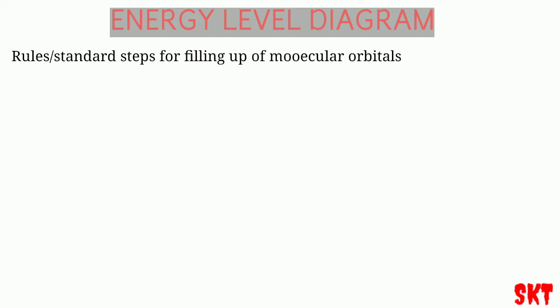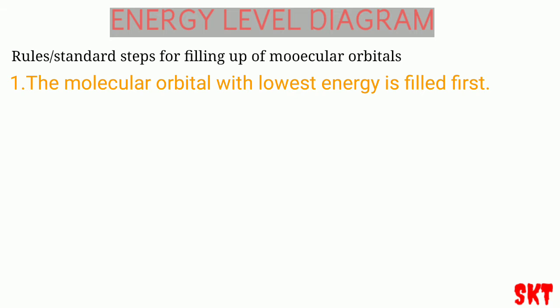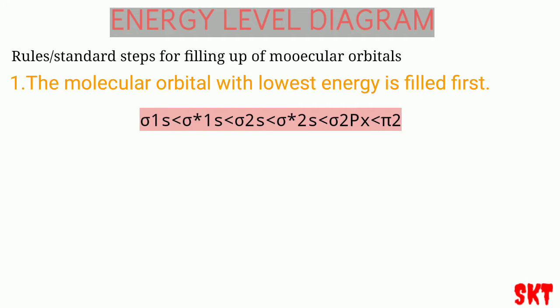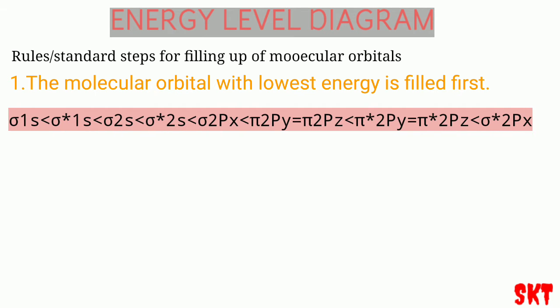The first standard step is the molecular orbital with lowest energy is filled first. Thus, sigma 1s is filled first, whereas sigma star 2px is filled in the last. And the order goes like this: sigma 1s, then sigma star 1s, sigma 2s, sigma star 2s, sigma 2px, pi 2py, and pi 2pz. They are of equal energy. Pi star 2py, pi star 2pz, they are also of equal energy, and sigma star 2px is of the highest energy and is filled at the last.